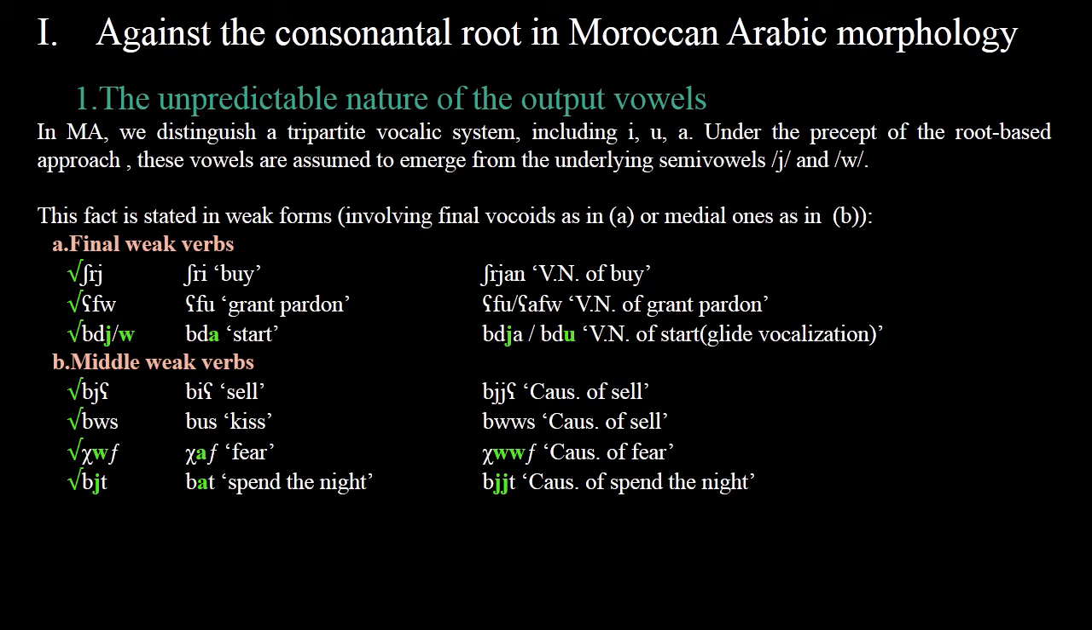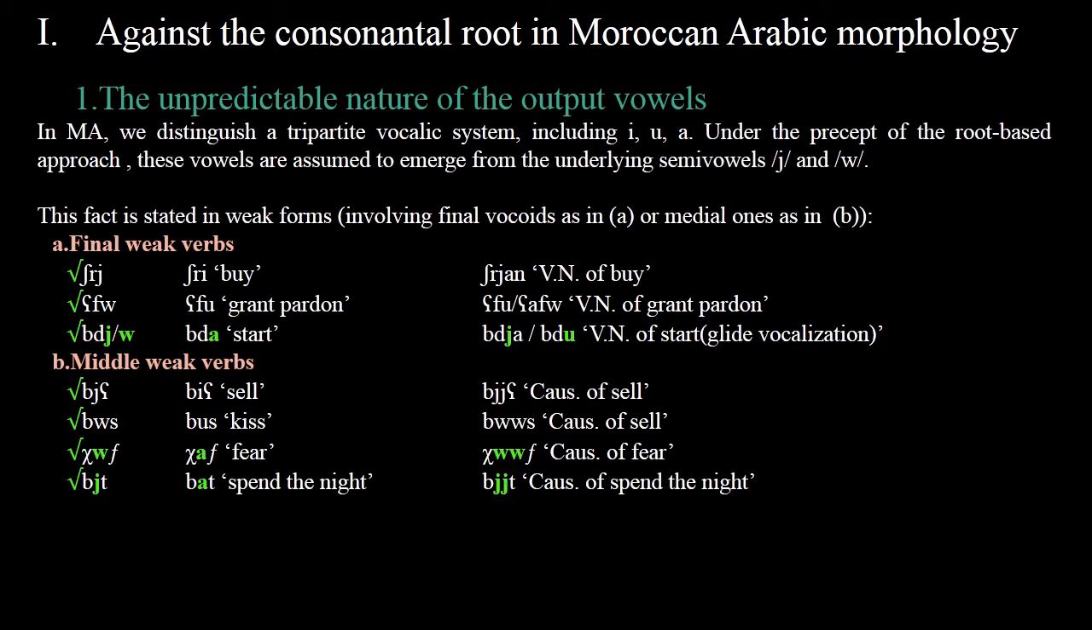So here we have bdi and bdu, and we have two verbal nouns, bdia and bdu, but we have the surface bda. The same could be said for khaf and the causative khuf, so we are assuming that the root is khawf, but we have another case with a surface a, bet, and the causative beat, assuming that the root is bait.